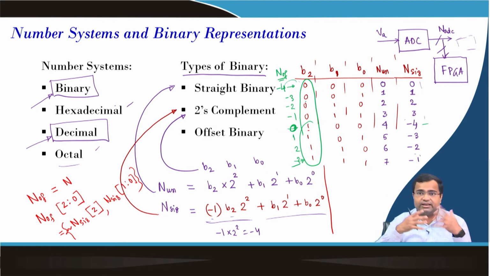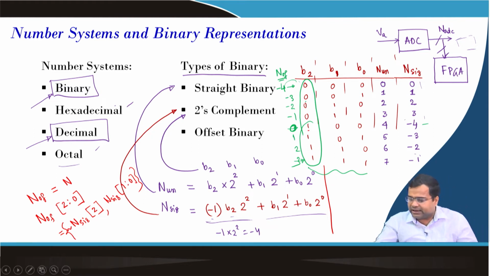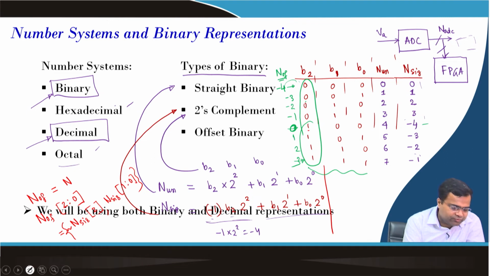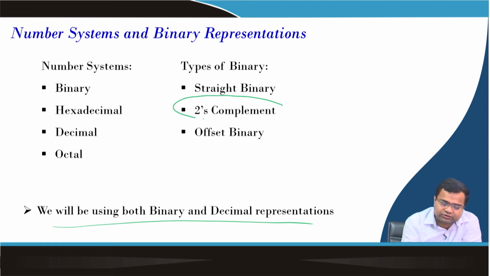So, it will vary from -4 to 3, and this is typically needed in our case, because we are using a D to A converter, which has to be converted into offset binary. So, we need this. That means, in our case we need both of these number representations. For the ADC we will be using 2's complement.